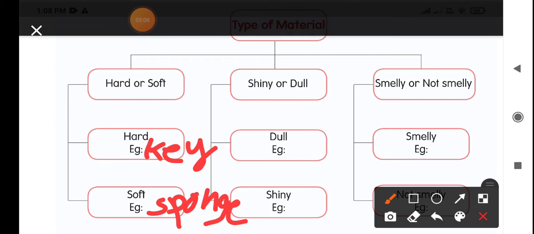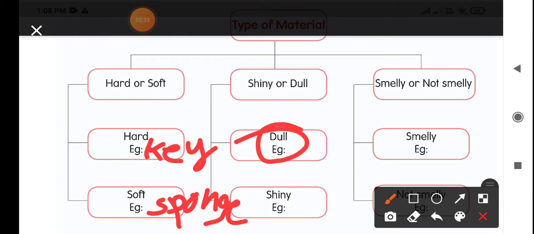At the same time, we are also grouping the materials or objects around us based on their shiny or dull property. Some are very shiny, some objects look so dull. For any object which is dull, you can give an example. For shiny, like your keychain or steel plate, you can write that. And smelly or not smelly.